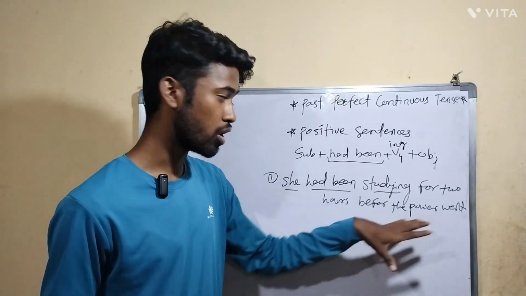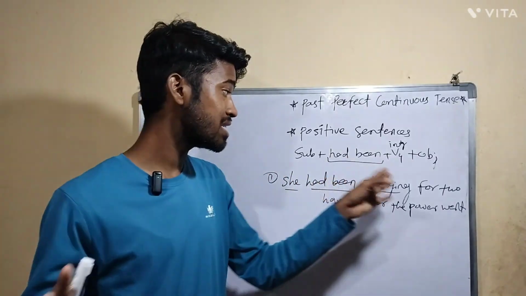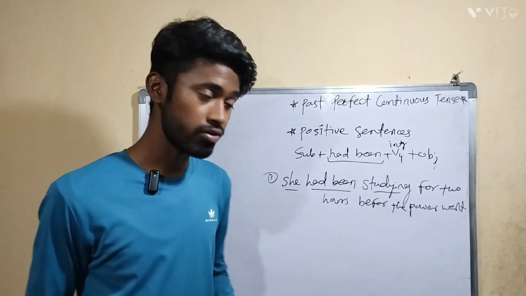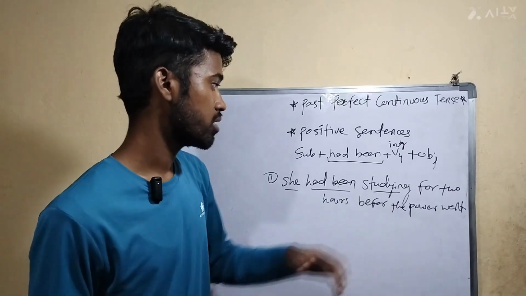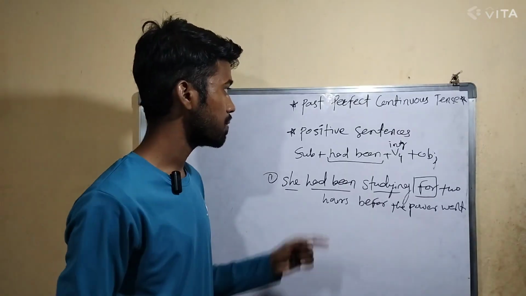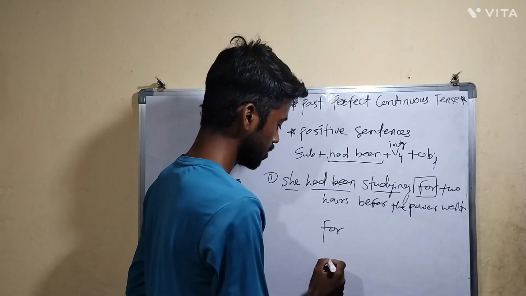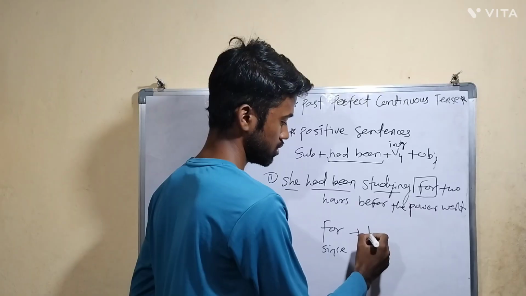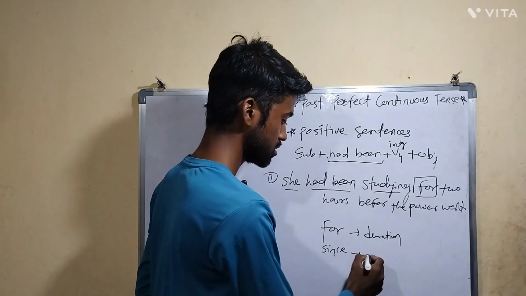This is the second action. So before this action happened, she had been studying for 2 hours. So this action started, lasted for 2 hours, and ended. Now what you need to understand here is this word for. Whenever we use past perfect continuous tense or present perfect continuous tense, we use for or since. For is used for time duration, and since for the starting point.